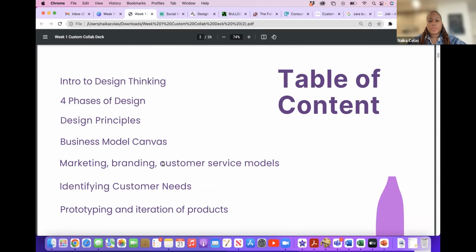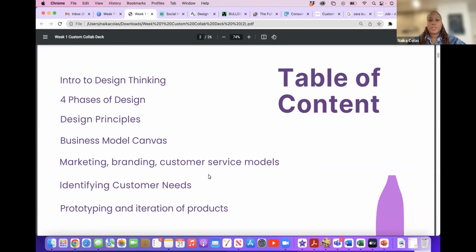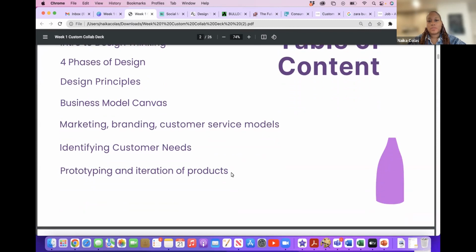Different design principles. We will go over or review the business model canvas. Then we'll go into marketing, branding, customer service models. And that's where we'll look at the value chain analysis that most major brands use today. And then we'll go into identifying customer needs and consumer insights. Today we'll specifically use Trendalytics, but we can go into your Google Analytics and all of that, and then prototyping and iteration of products. So that would kind of feed off of your Trendalytics and consumer insights.